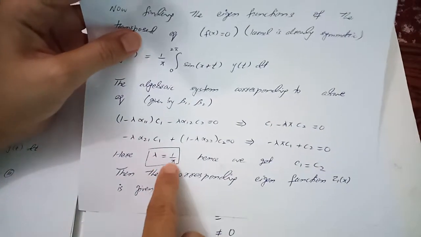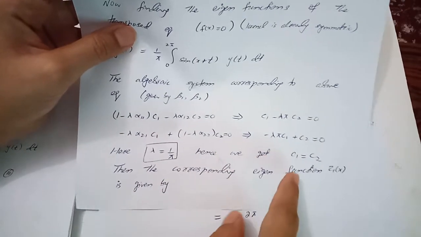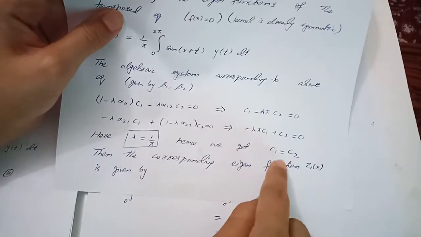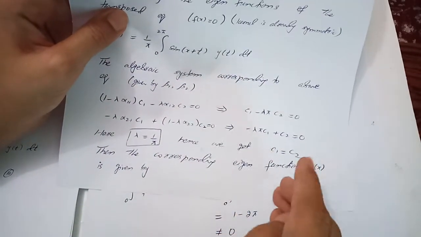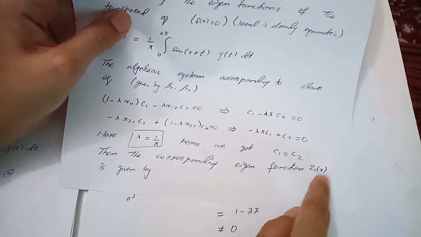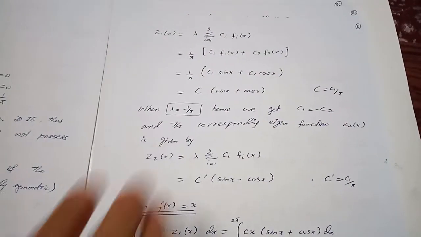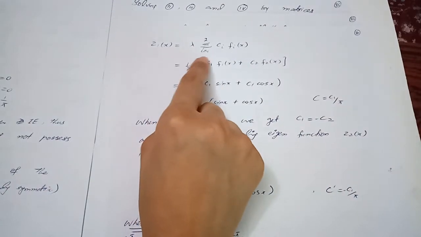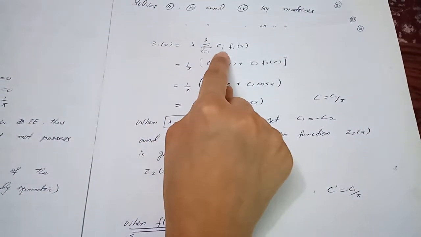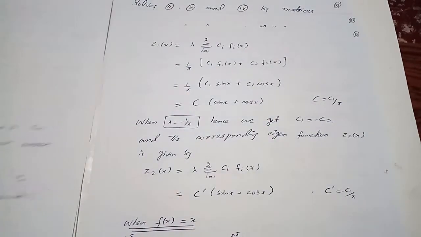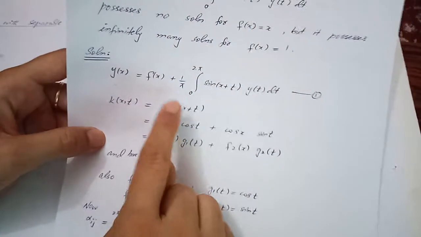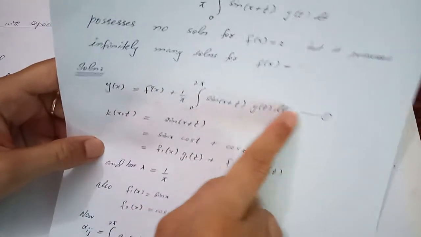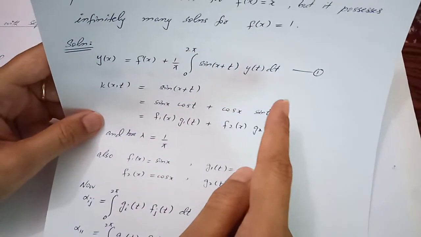I got it. Here lambda is equal to 1 over pi. Hence if I plug in lambda equals 1 over pi, I will get C1 equals C2. Thus the corresponding eigenfunction, I am just naming it Z1 of x for right now. What will be my eigenfunction? Eigenfunction will be lambda summation i equals 1 to 2 Ci Fi of x. Like here your f of x is 0 and you just split it into some Ci's.